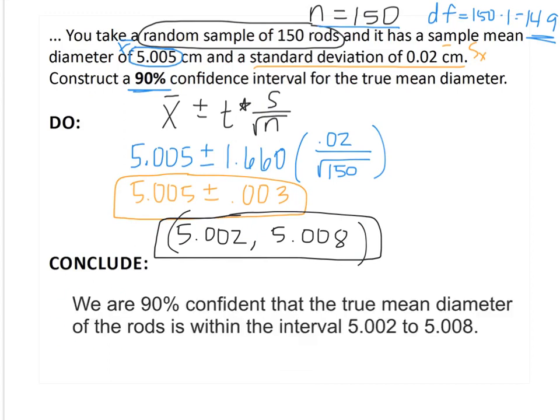So this is my conclusion. I just typed out what I said. We are 90% confident that the true mean diameter, so I have the context of the problem, of the rods is within the interval 5.002 to 5.008. I have to have this step in order to have a complete answer. I can't just end it here. I have to interpret what this interval means in regards to 90% confidence.